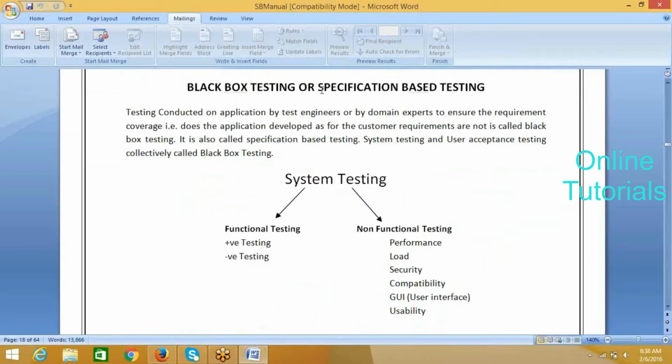As I told you already, black box testing is the combination of system testing and UAT, user acceptance testing. Black box testing is divided into two things, system testing and UAT. In system testing, again, it is divided into functional testing and non-functional testing.